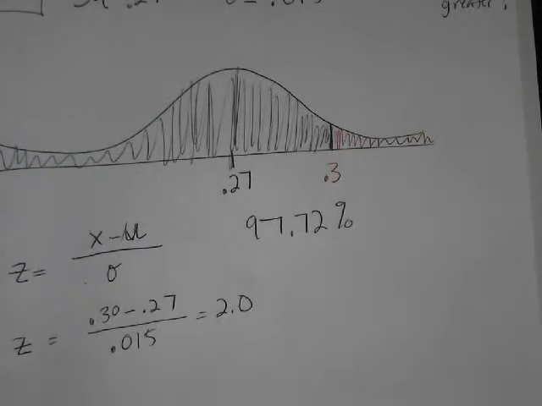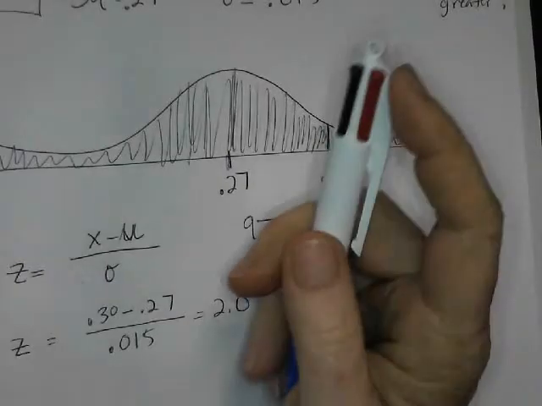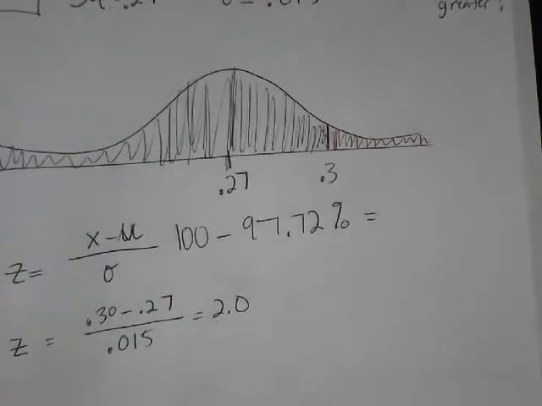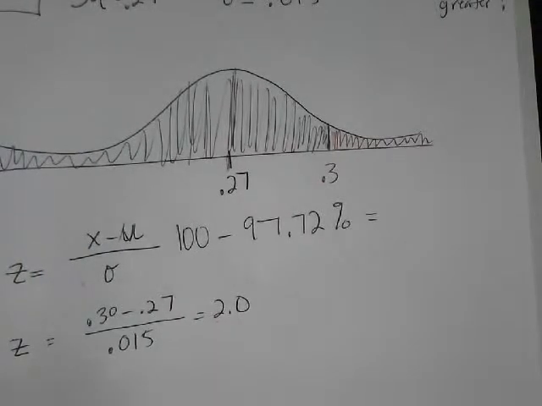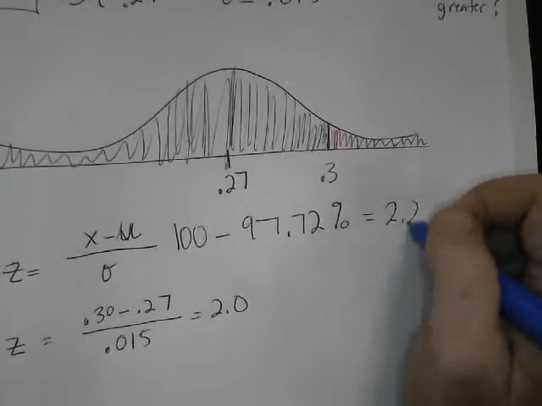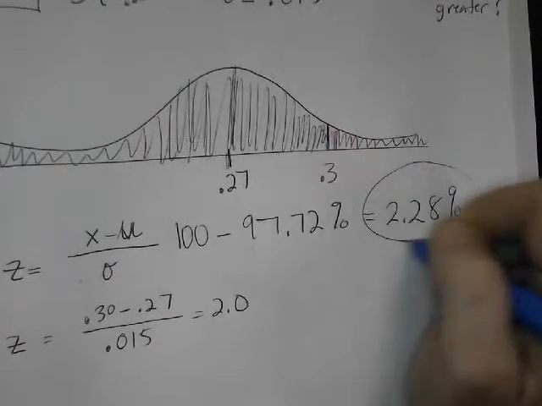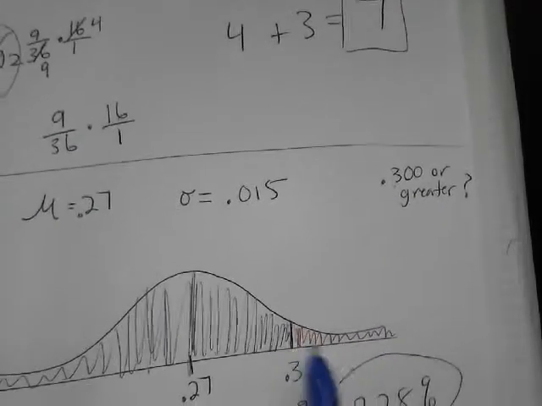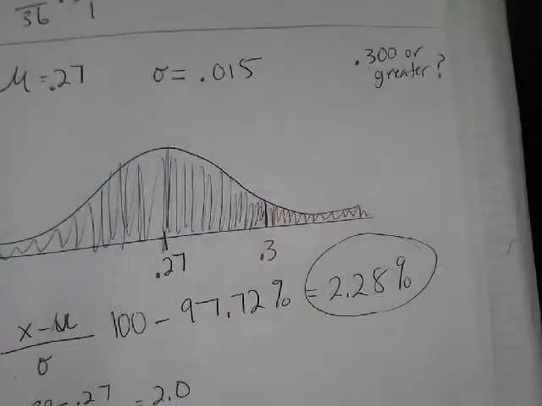Let's go like this, so I can show it. And that's going to be, I don't know what that's going to be. 100 minus 97.72 is 2.28%. That's how many people have a batting average 0.3 or greater. 2.28%.